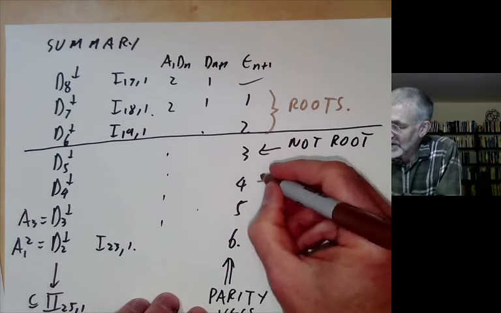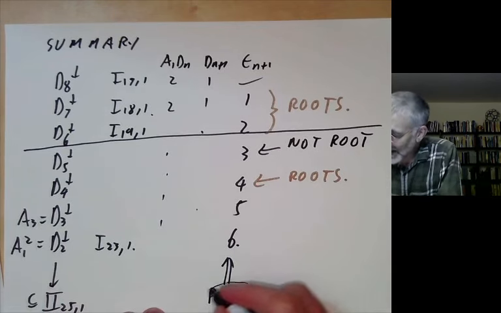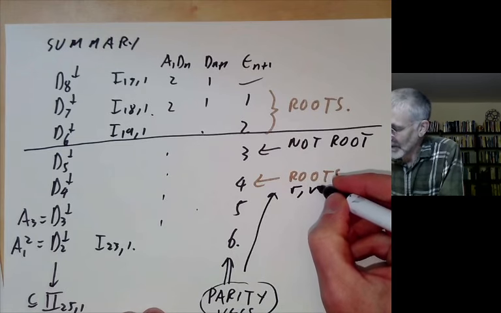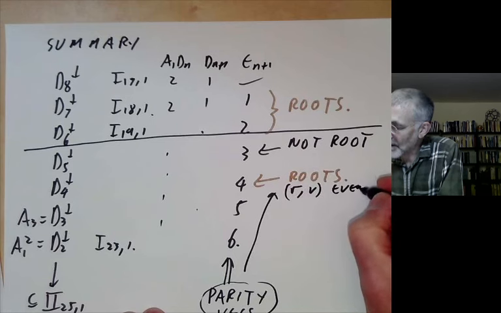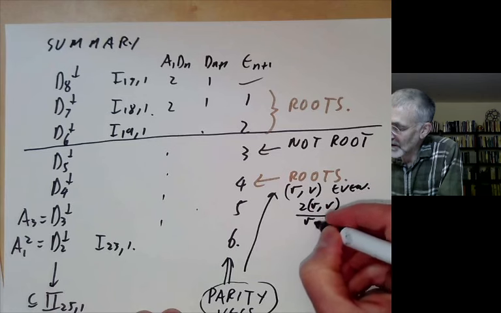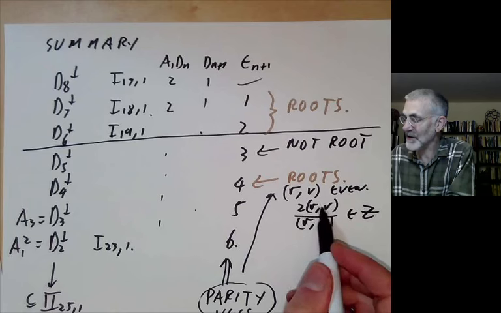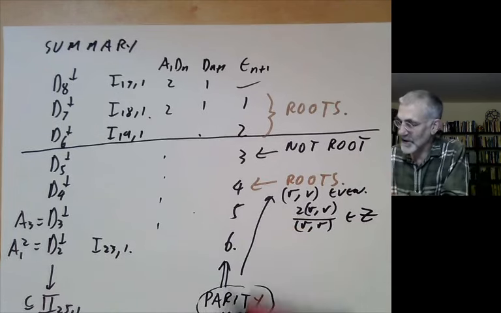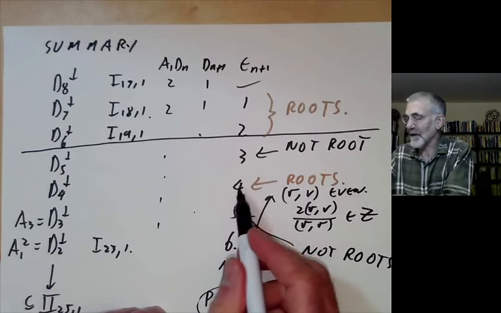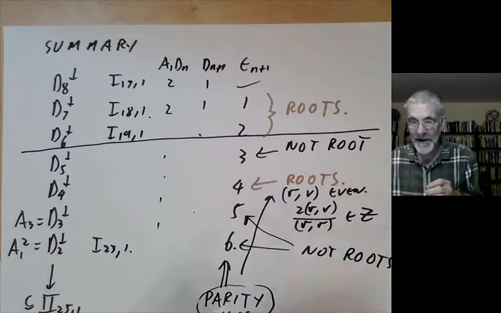But this case is a bit funny because these vectors are still roots of the even sublattice. The point is they have norm 4, but they're also parity vectors. And this means if you take the roots and take the inner product with V, this is always even. And this means that 2(r,v)/(r,r) is now always an integer, because this is 4, and we've got a factor of 2 here and a factor of 2 here. So in this particular case, we still get roots. And in these cases, they're still not roots. So there's this funny extra thing going on in 22 dimensions where we unexpectedly get some roots.